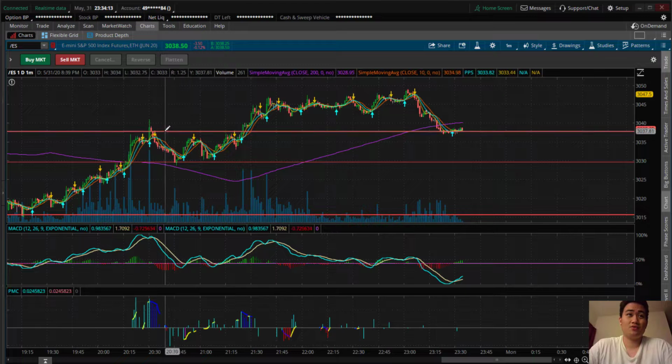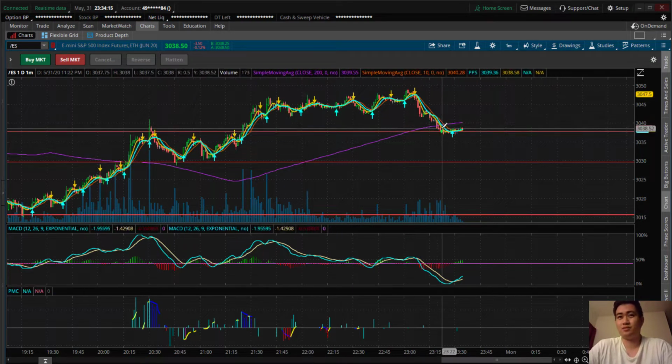So the previous resistance acted as a support. Once you break a resistance and it falls back, the resistance becomes support. Once you break below the support and you're trying to go back up, that becomes the resistance.